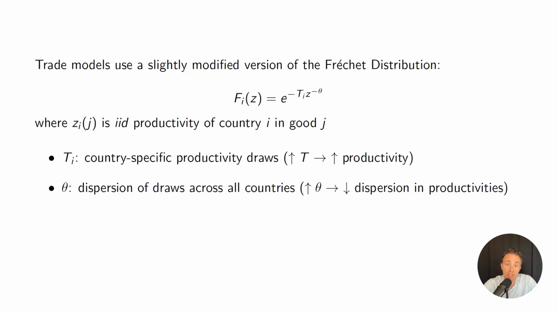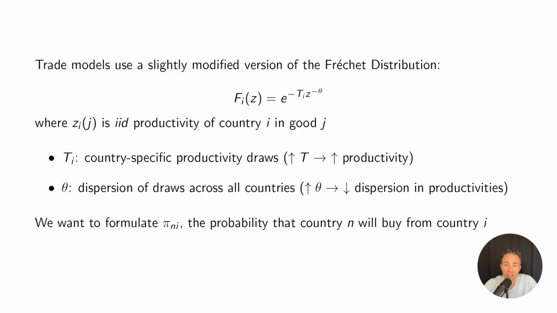So if theta is super large, then basically every country is the same. And if theta is quite small, then the smaller theta gets, the more differentiation there will be globally and the more comparative advantage there will be.